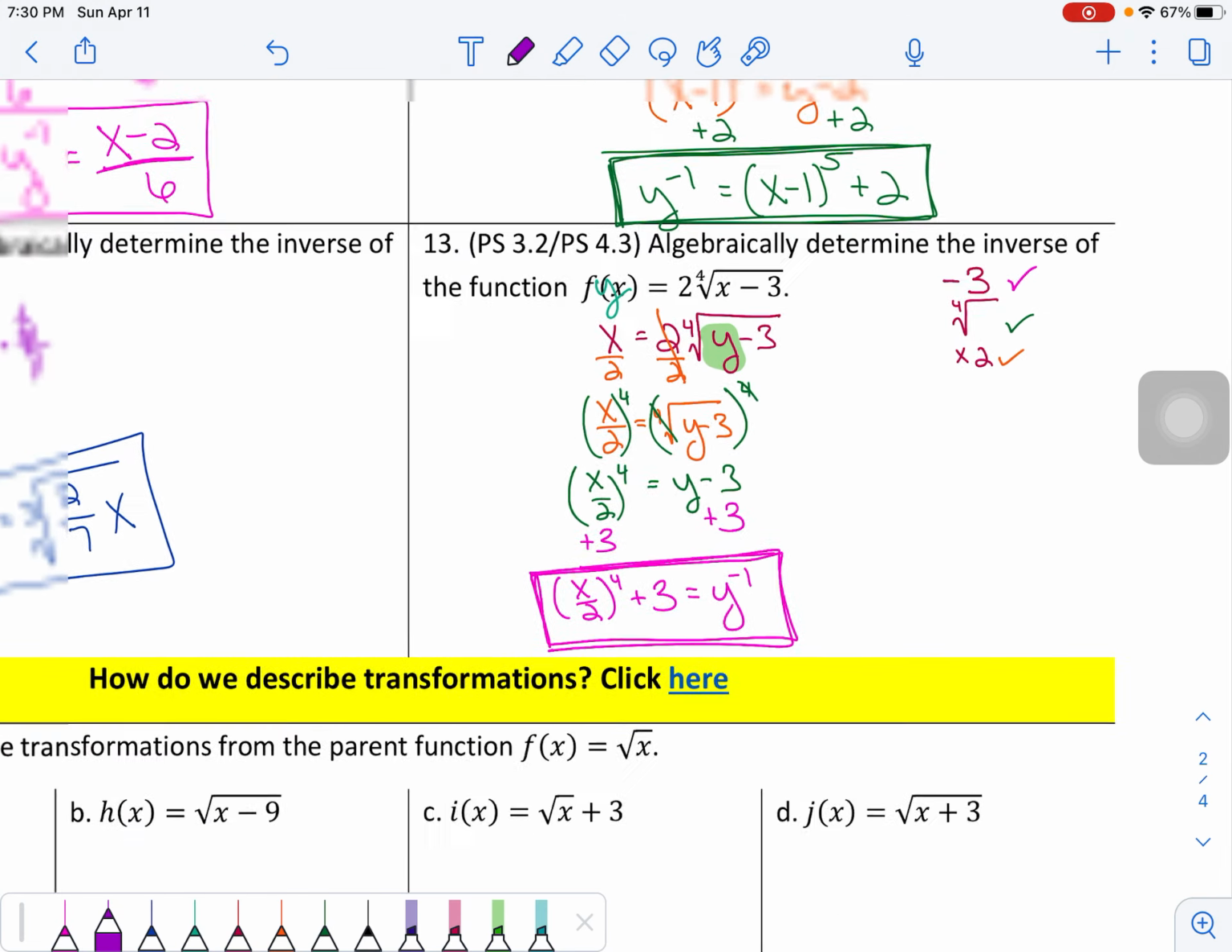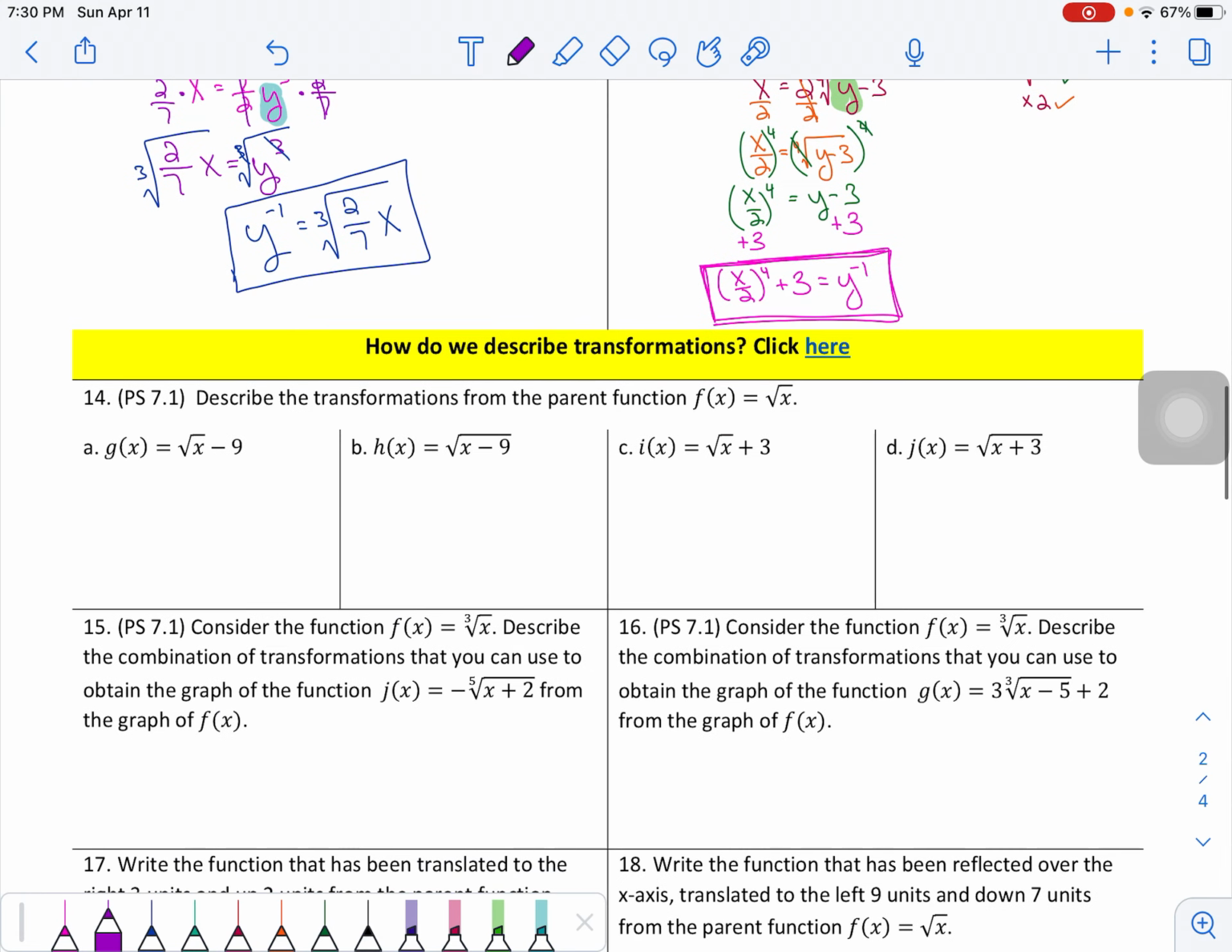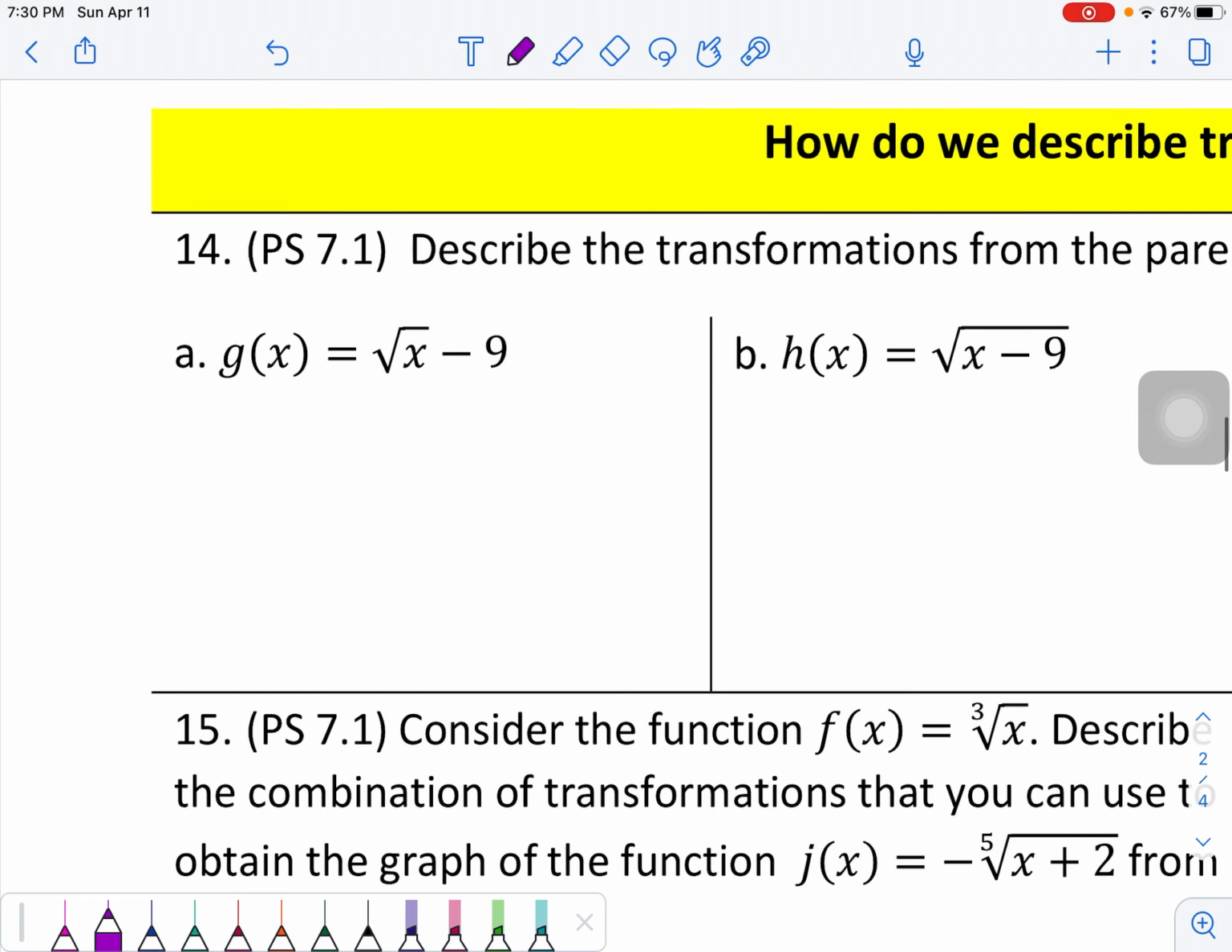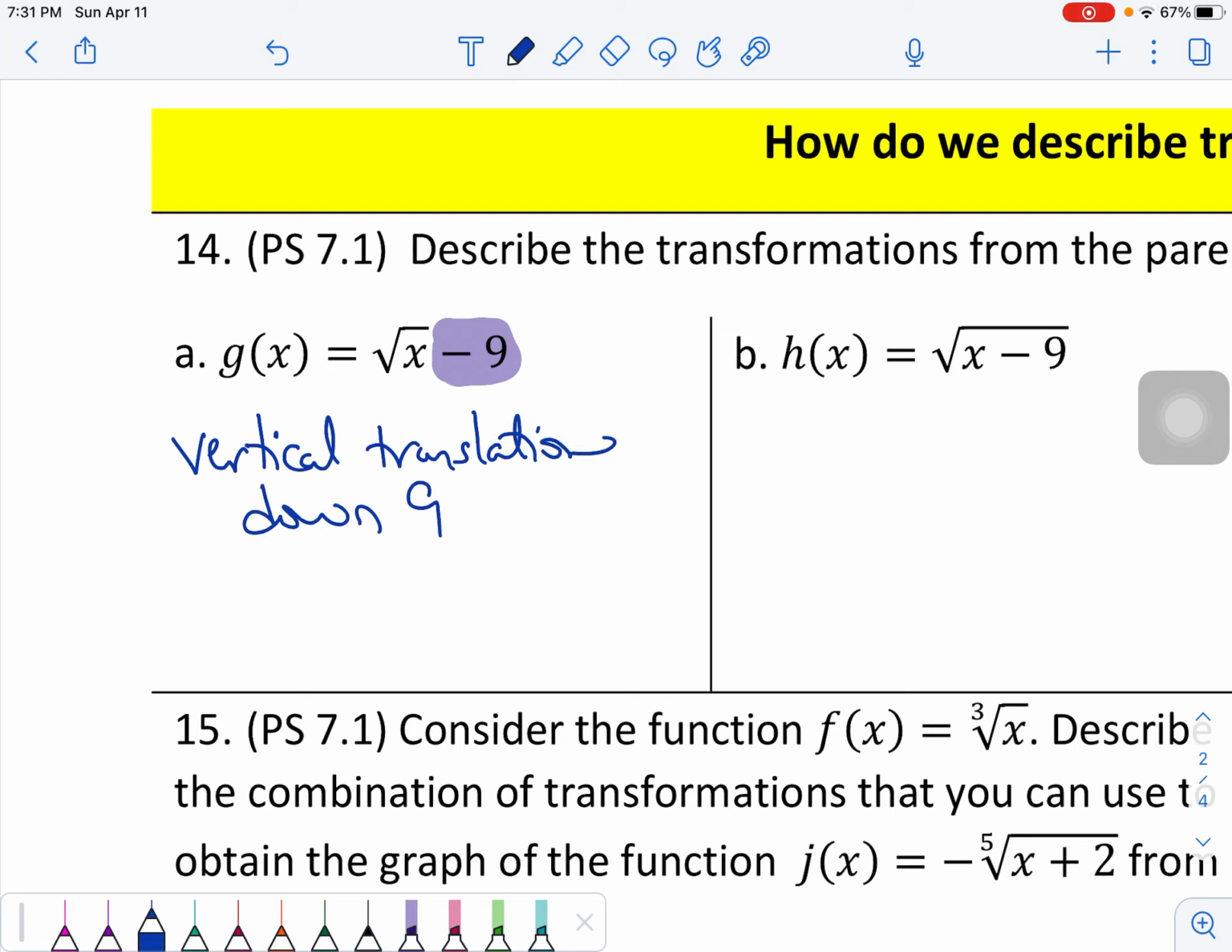So that's all the inverses. The second part of the page is transformations and describing them. So let me drop on into problem number 14, part A. Right here is my transformation. That is a vertical shift or vertical translation. And because it's minus, it's going to be down 9.